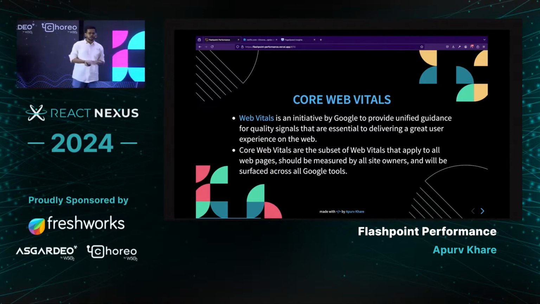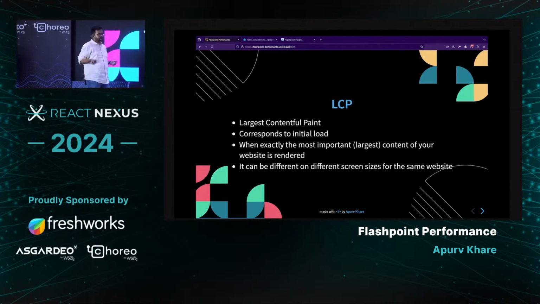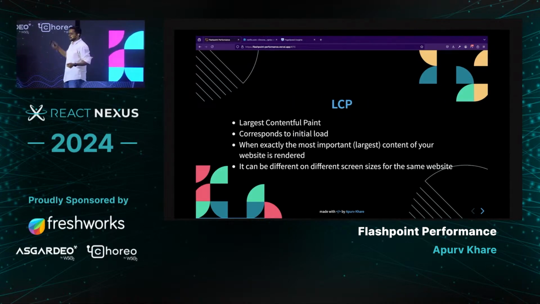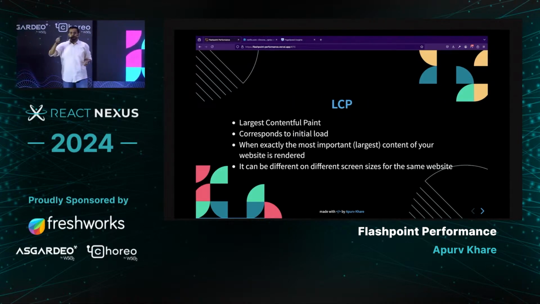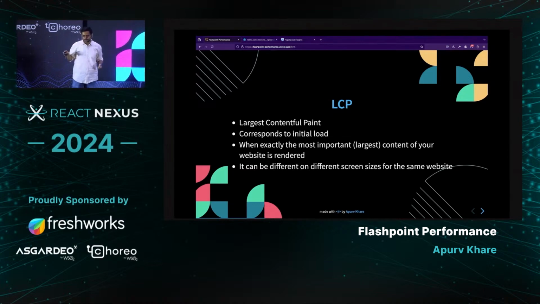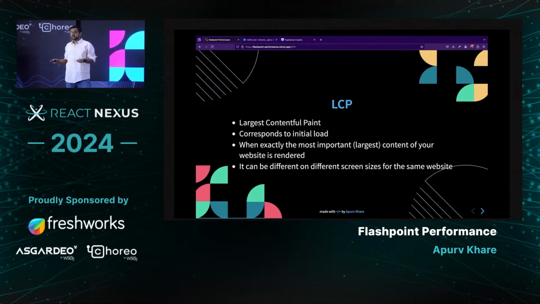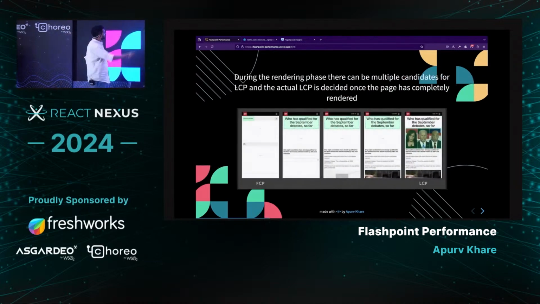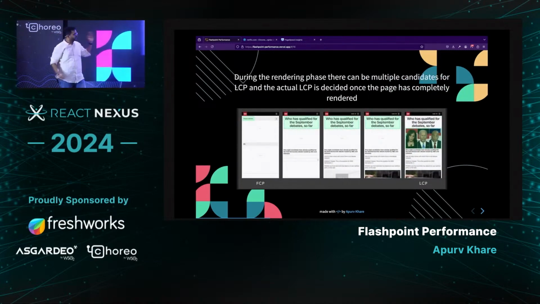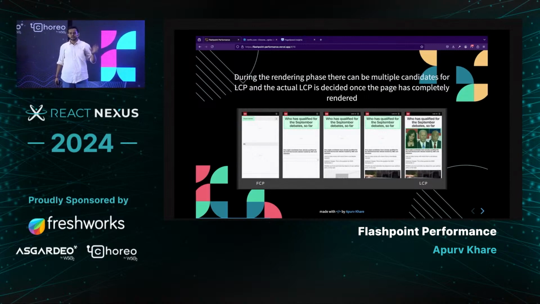The first one is LCP, which is Largest Contentful Paint. It relates to your initial load. When exactly did the most important part of your website render? Usually that's the largest part of your website, and it can be different for different screen sizes. So let's understand this from an example. During the rendering, the browser considers multiple components as your LCP.